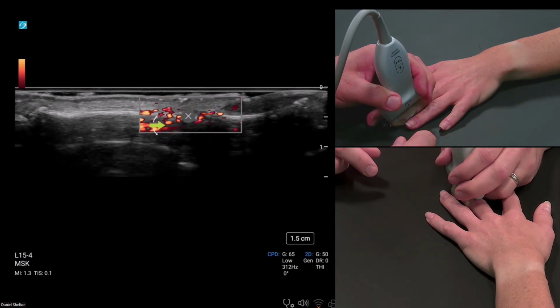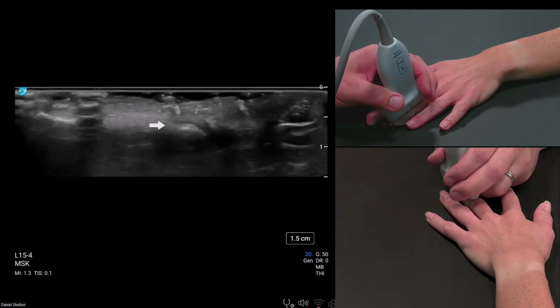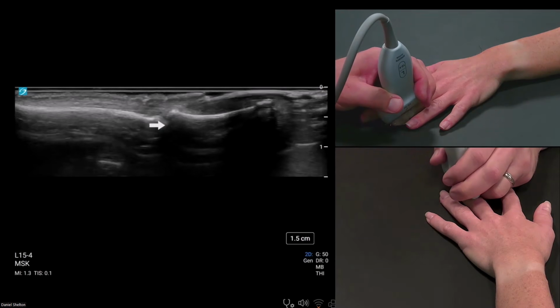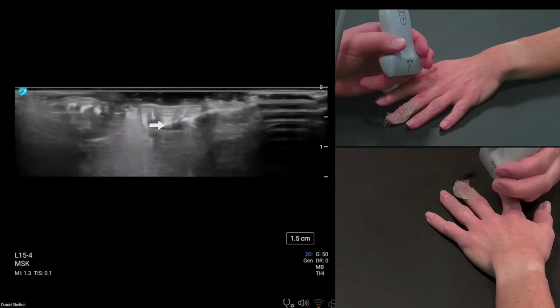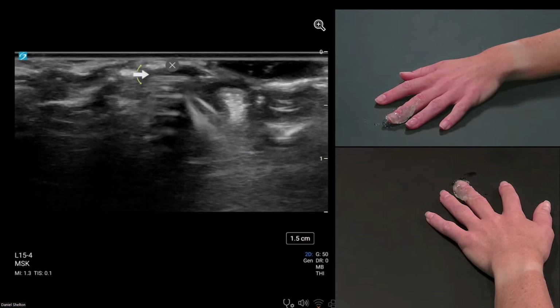You don't always get it. It's hard to reproduce, but one that it's really easy to practice on if you get a chance to try that artifact out is the dorsalis pedis, and your ankle is a very easy one to create a mirror image artifact. Switching over to our 46 megahertz transducer.